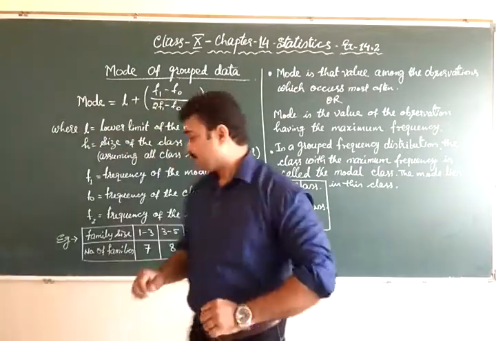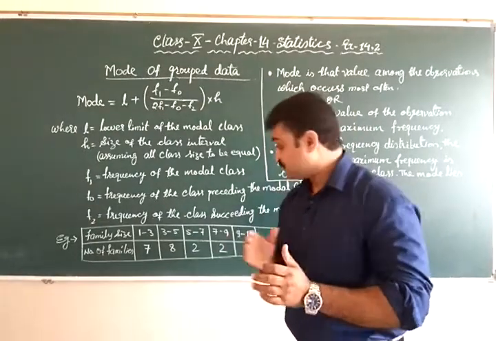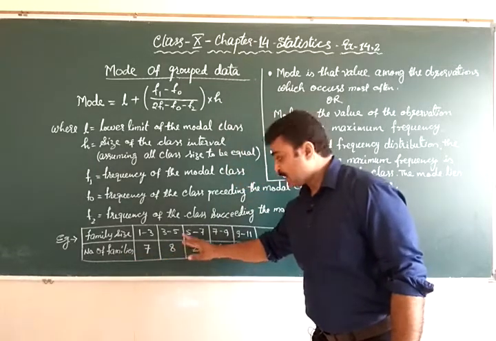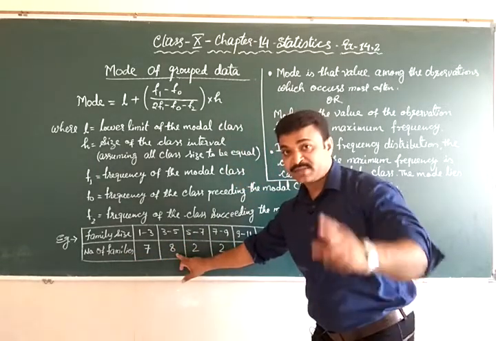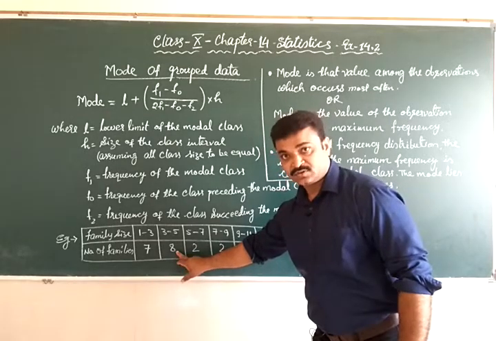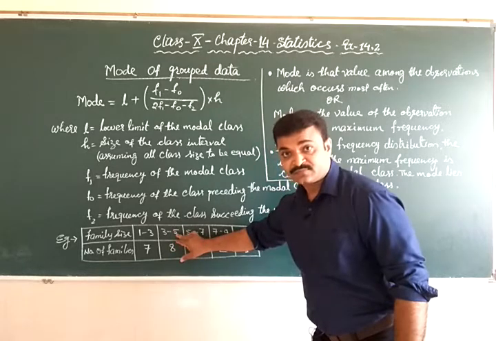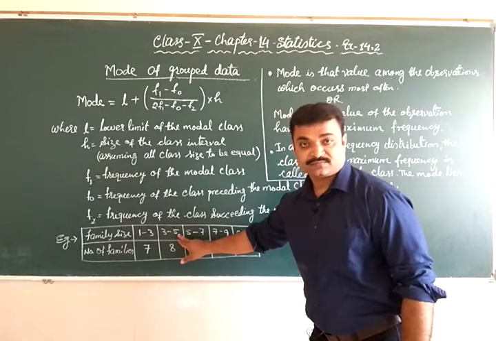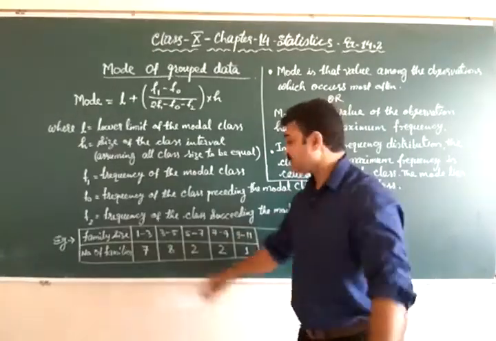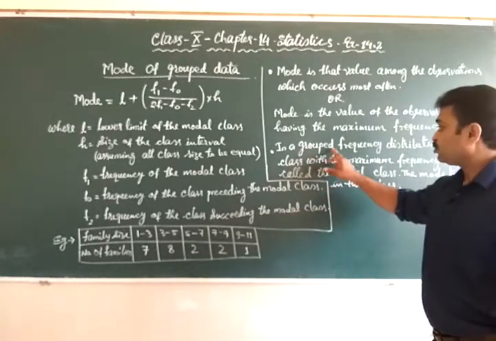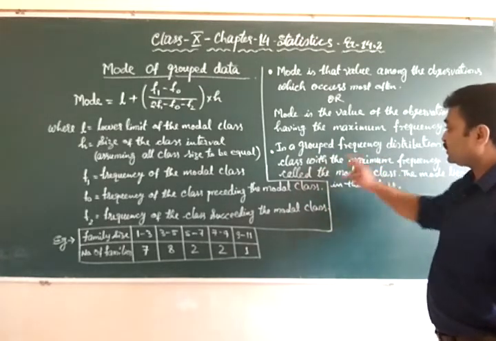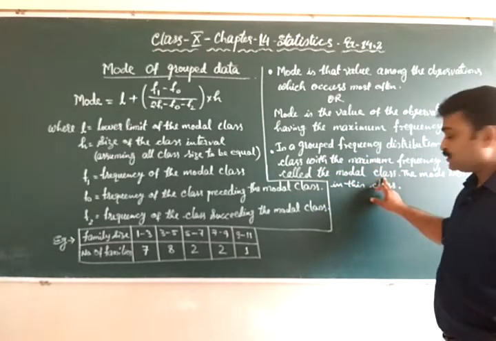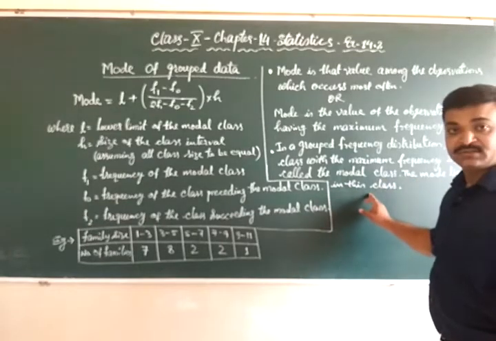Now what do we do? First of all, we see the highest frequency. Here the number of families is given, and the highest number of families is 8. That means the maximum frequency is 8. The class corresponding to this maximum frequency is called the modal class. In a grouped frequency distribution, the class with the maximum frequency is called the modal class. Clear? The mode lies in this class.